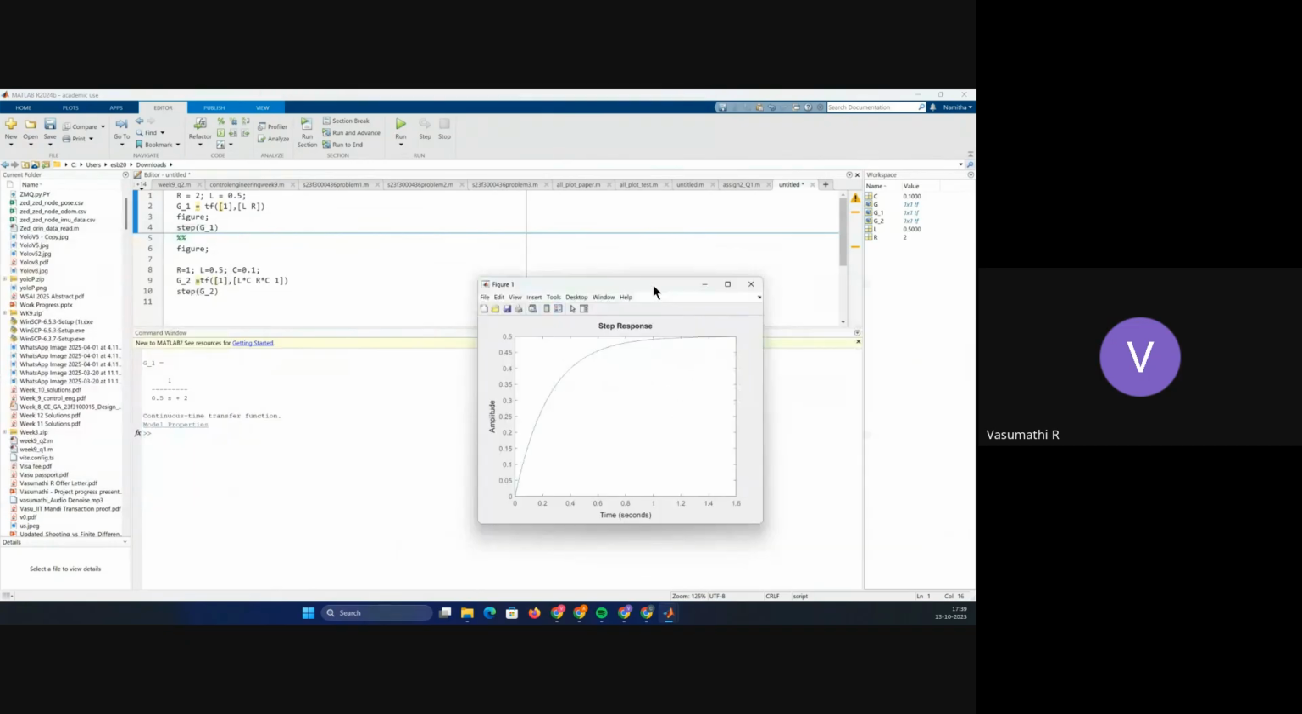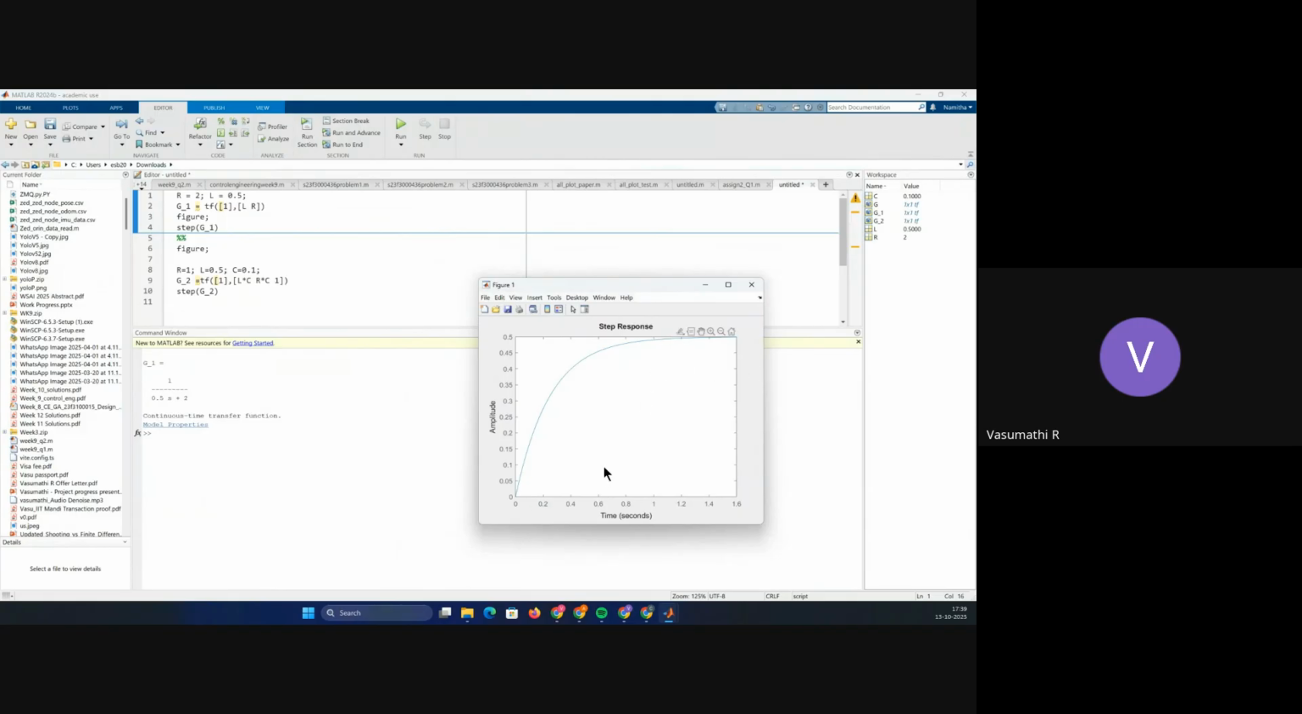G1, you can see, is 1 by 0.5 S plus 1. It's 1 by R plus LS, where L is 0.5 and R is 2. So this is the response of the system for a step input. The step input reference is 1, but it is settling at 0.5. We don't make any changes or any control here.